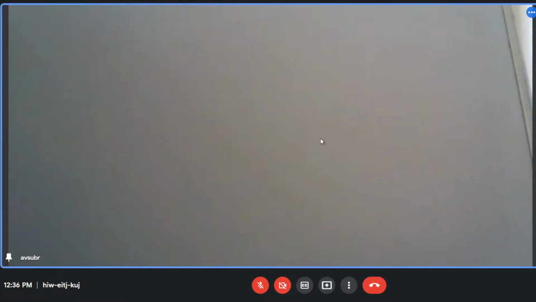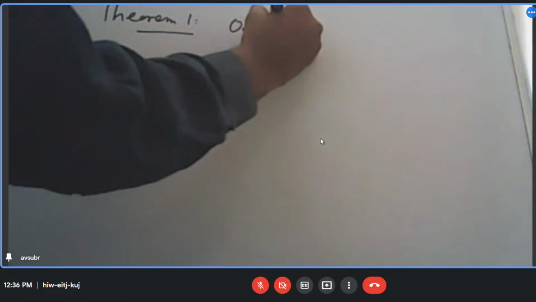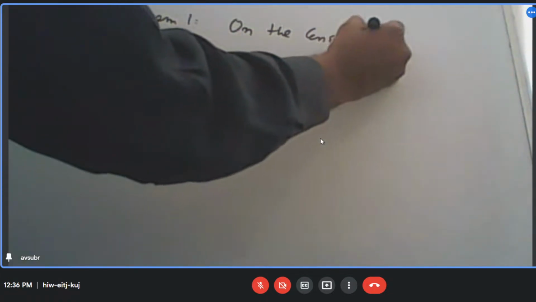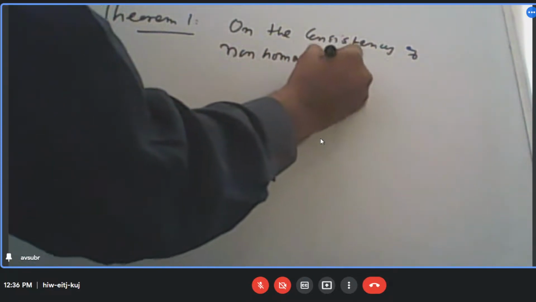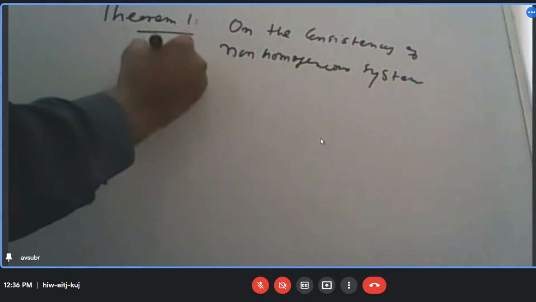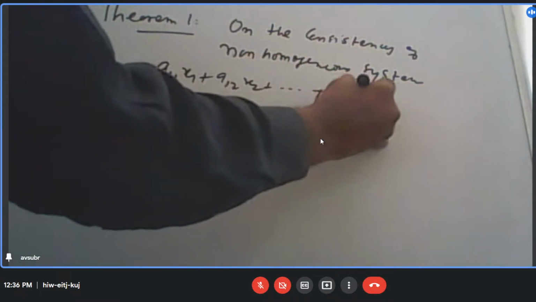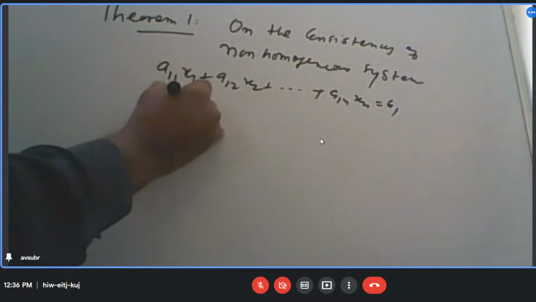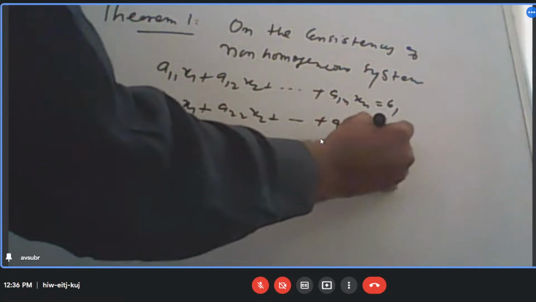There are a couple of theorems which we are going to talk about. So theorem number 1. This theorem talks about the consistency of a non-homogeneous system. So we have a non-homogeneous system. Let us say a11 x1 plus a12 x2 and so on and so forth, plus a1n xn is equal to b1. a21 x1 plus a22 x2 plus a2n xn is equal to b2.